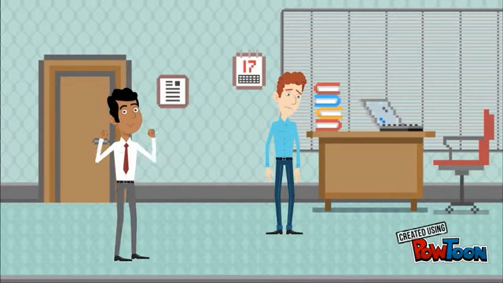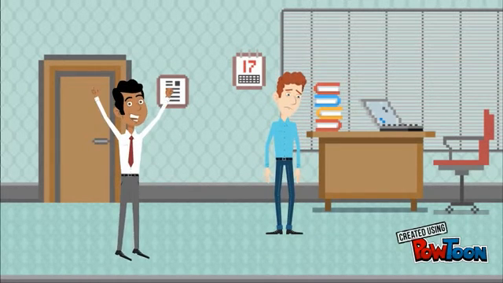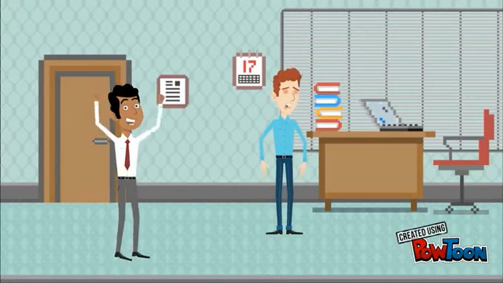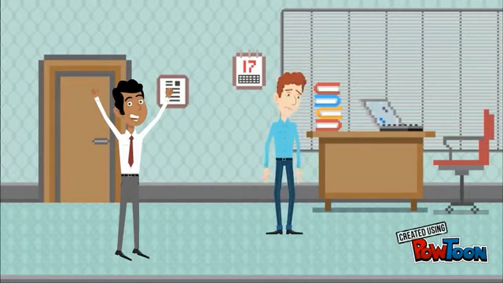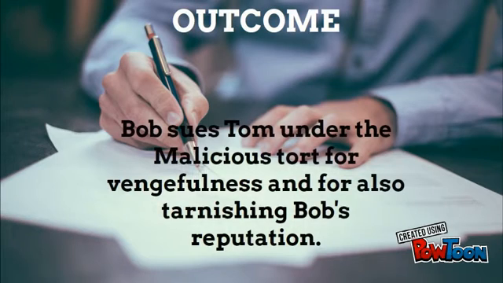Tom wrongfully accuses Bob of stealing money which the company receives for donations. Due to this lie, Bob loses his job, which also tarnishes Bob's reputation, in which Bob decides to take legal action towards Tom. Bob sues Tom under the malicious tort for vengefulness and for also tarnishing Bob's reputation.